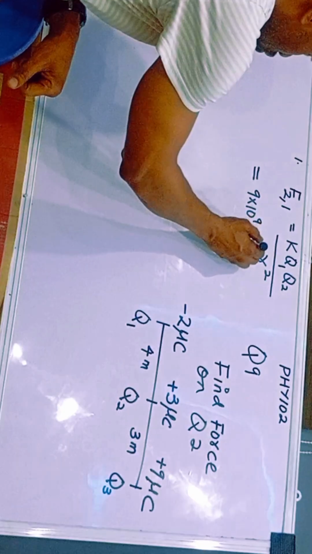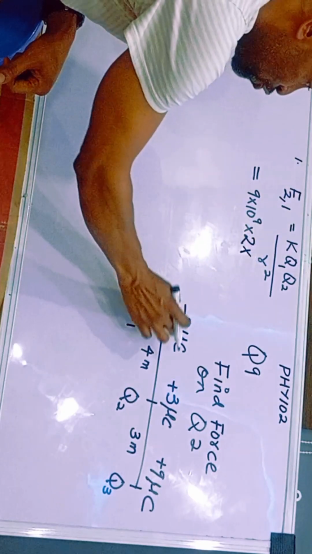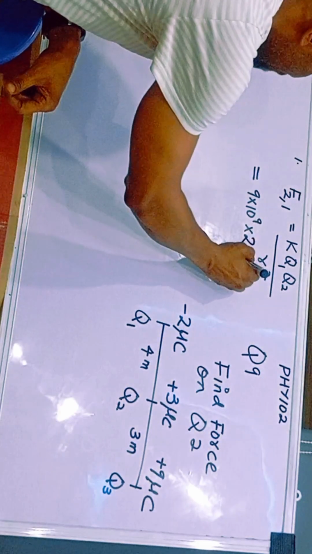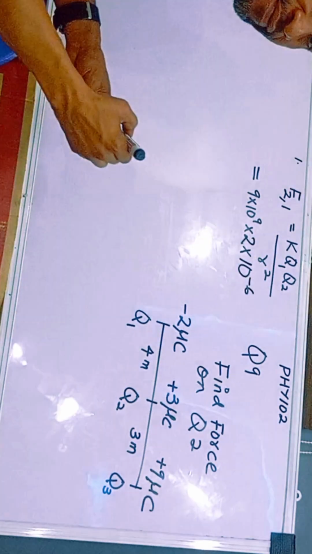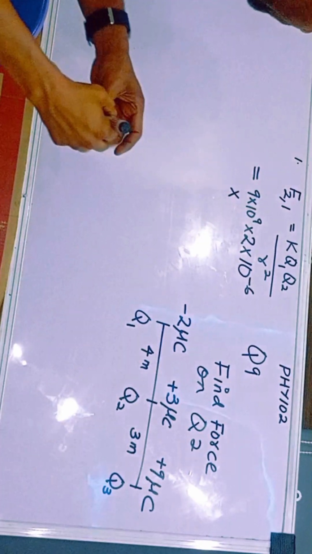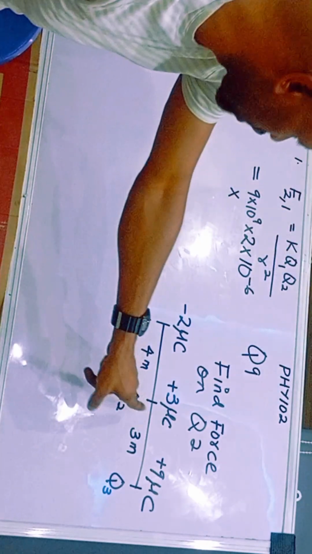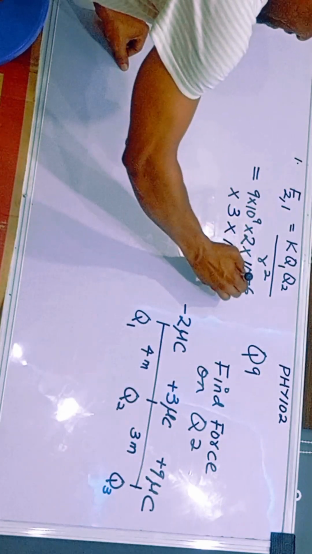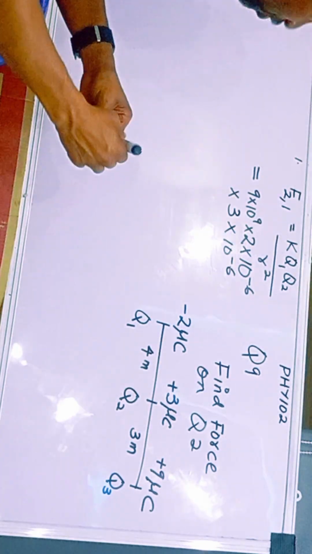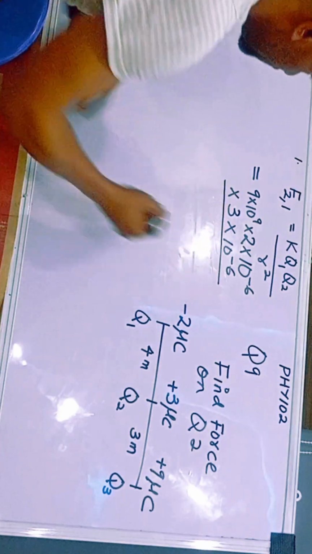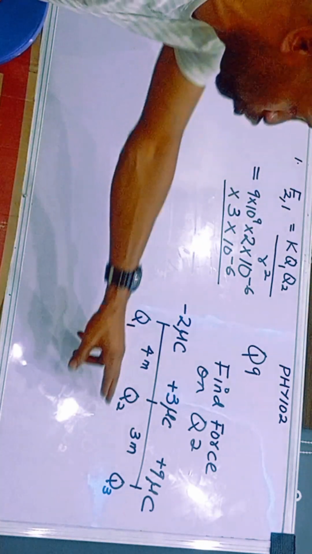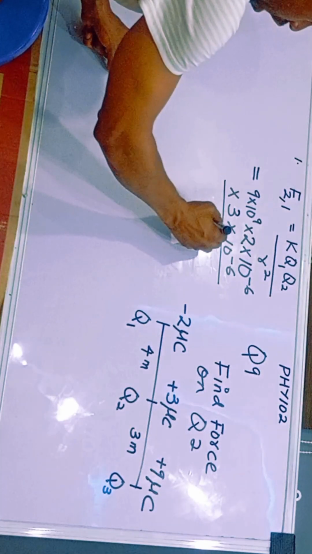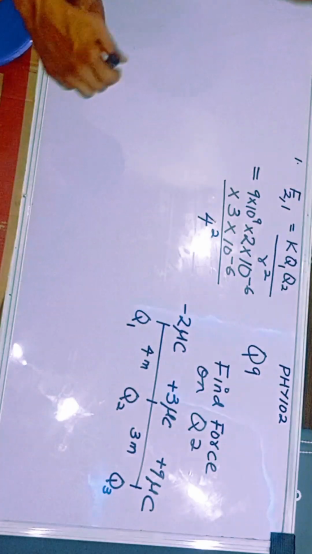So I will write 2 times, I need to convert the 2 to coulomb. From microcoulomb to coulomb, what do you do? You multiply by 10 raised to the power of minus 6. Times, we go to Q2. What's the value of Q2? 3 microcoulomb. So you say 3 times 10 raised to power minus 6, converting from microcoulomb to coulomb. All over the square of the distance separating 1 and 2. So what would that give us? That is 4 square. The distance is 4. Is that okay?